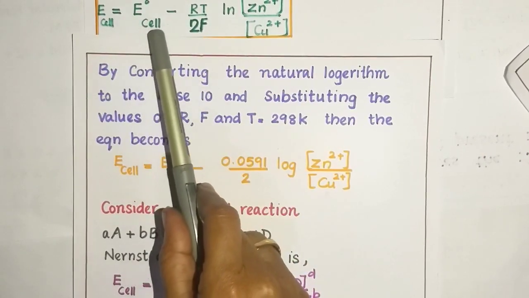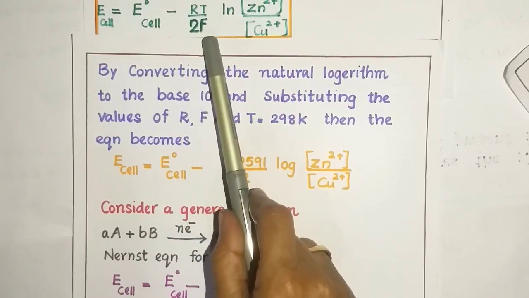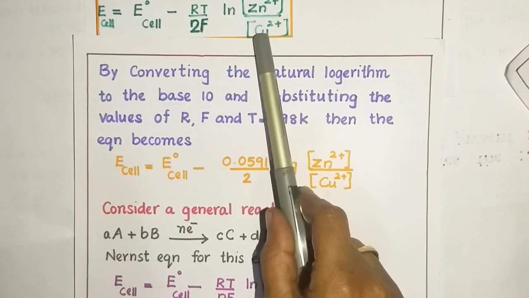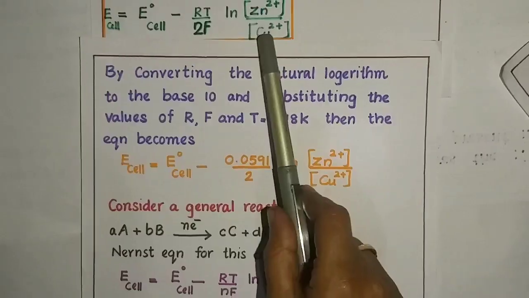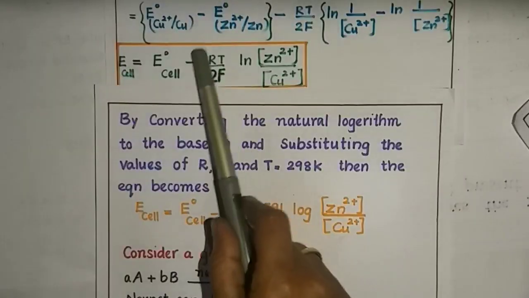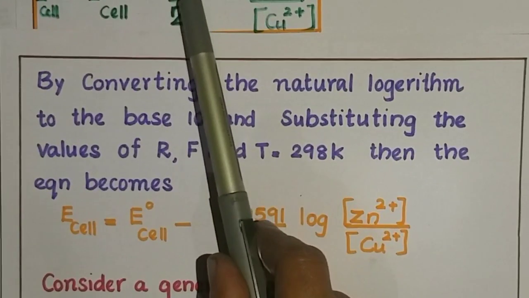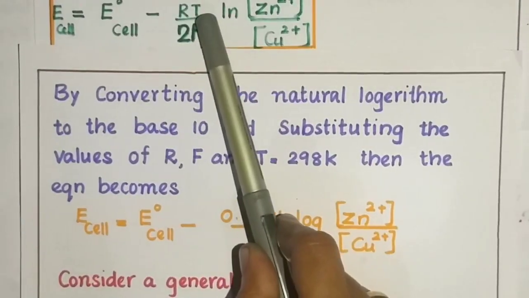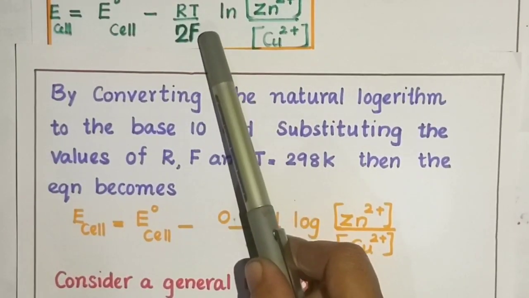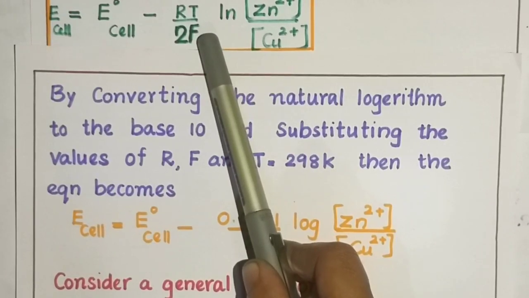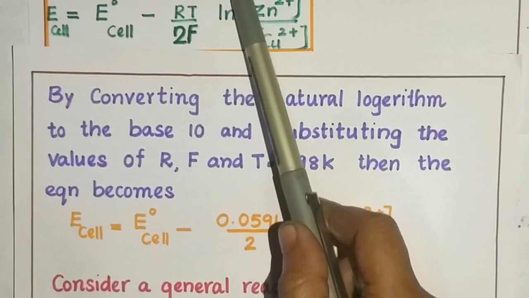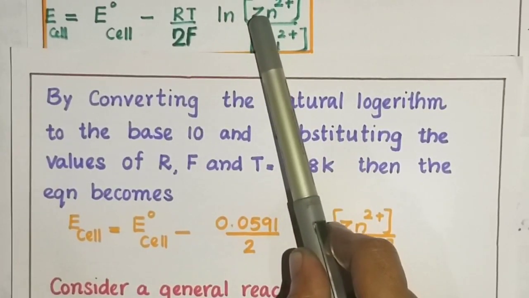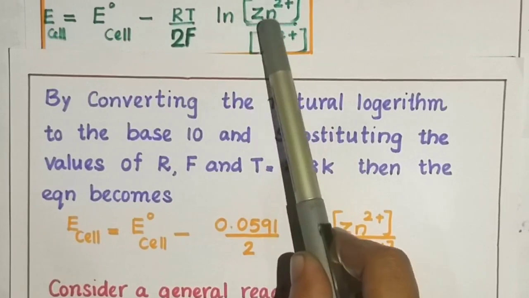E cell is equal to E0 cell minus RT by 2F into ln concentration of Zn2+ divided by concentration of Cu2+. Then substitute the values of these terms. R is equal to 8.314, temperature 298 Kelvin, and 1 Faraday is 96,487. Then this natural logarithm is converted into logarithm to the base 10. It is multiplied by 2.303.